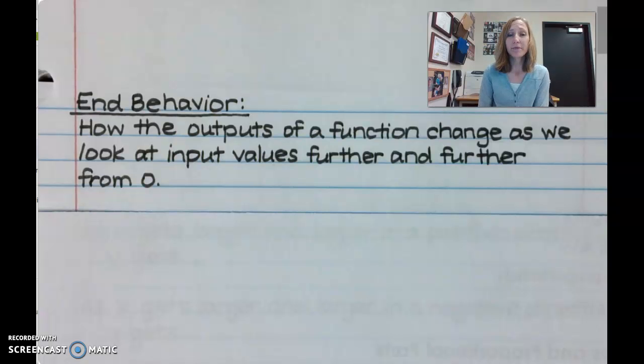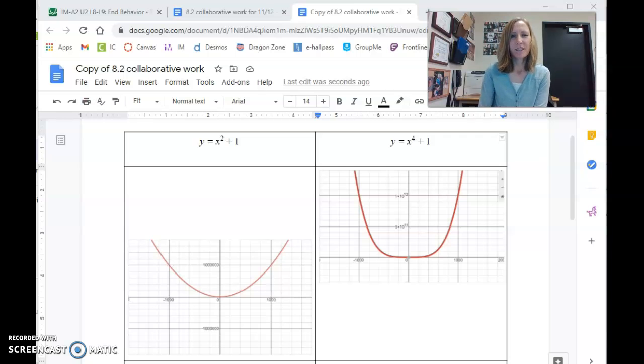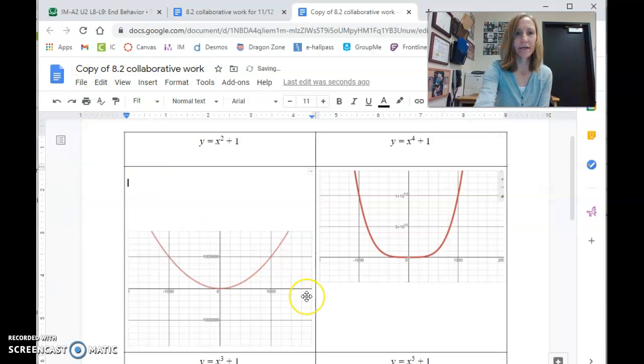So the idea of end behavior is that we're looking at how the outputs of the function, in this case the y values, change as we look at the input values, the x values, moving further and further away from 0. So becoming larger and larger positive numbers and becoming larger and larger negative numbers. We sketched what we thought these graphs would look like. Let's take a look at what they actually look like.